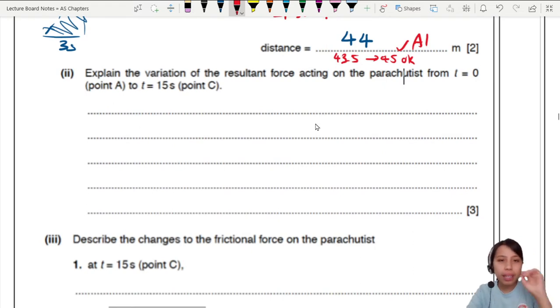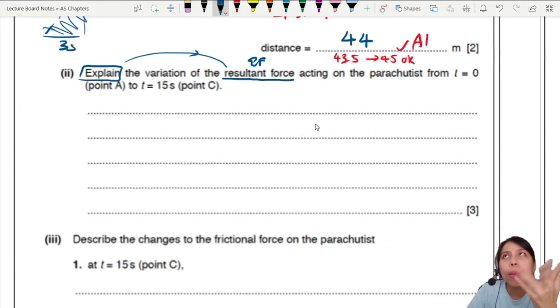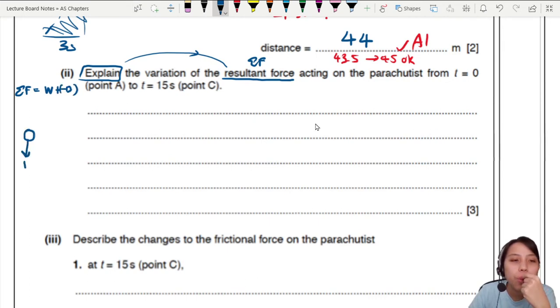Here comes the part where you have to explain. Explain is a keyword. How does the resultant force change from point A to point C? So when we explain force, we need to talk about what makes up the force. The net force will be an addition of weight and drag force, which is in the opposite direction. So if weight is pointing down, let's call this positive to follow the graph, since velocity is positive, right? And drag force, which is upwards, let's call this negative.